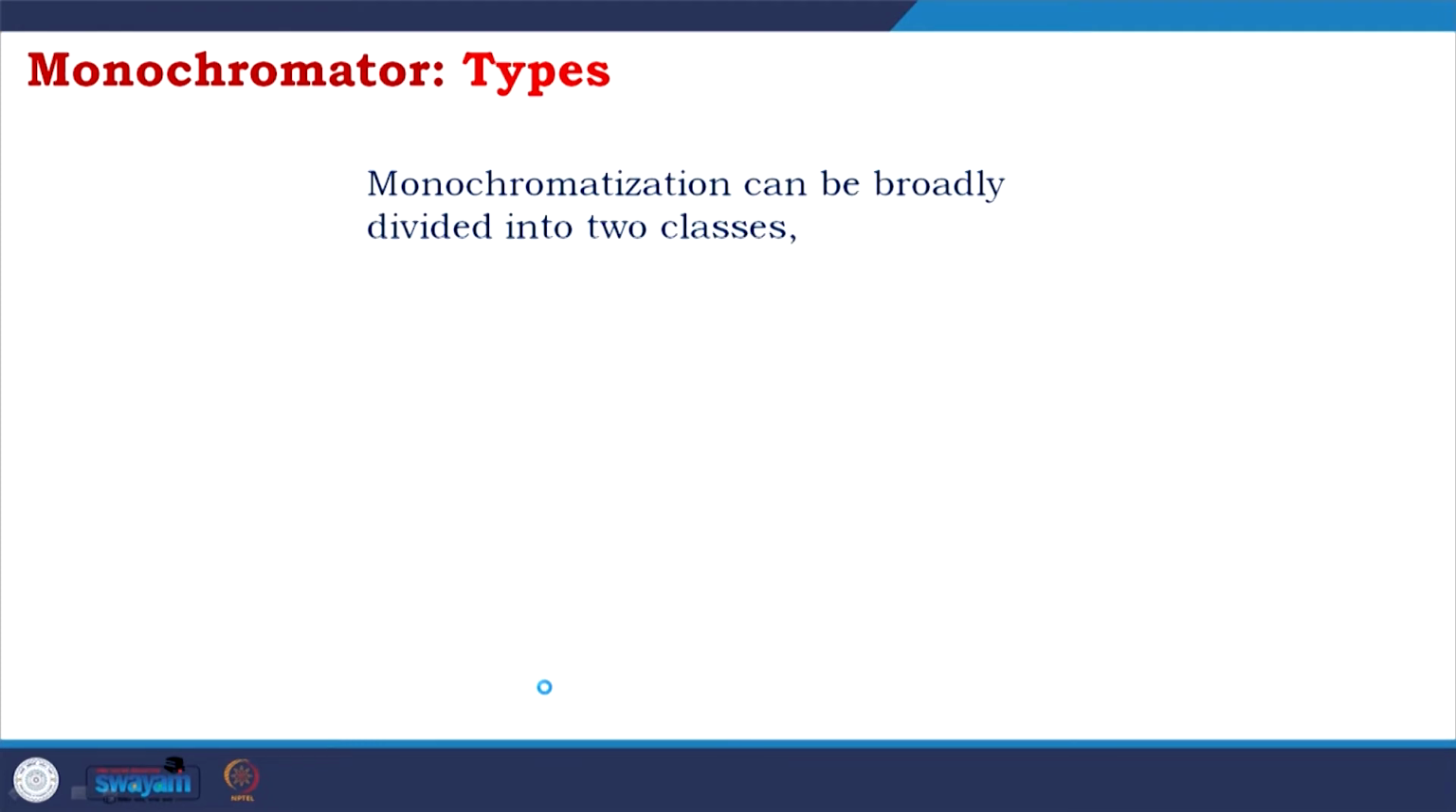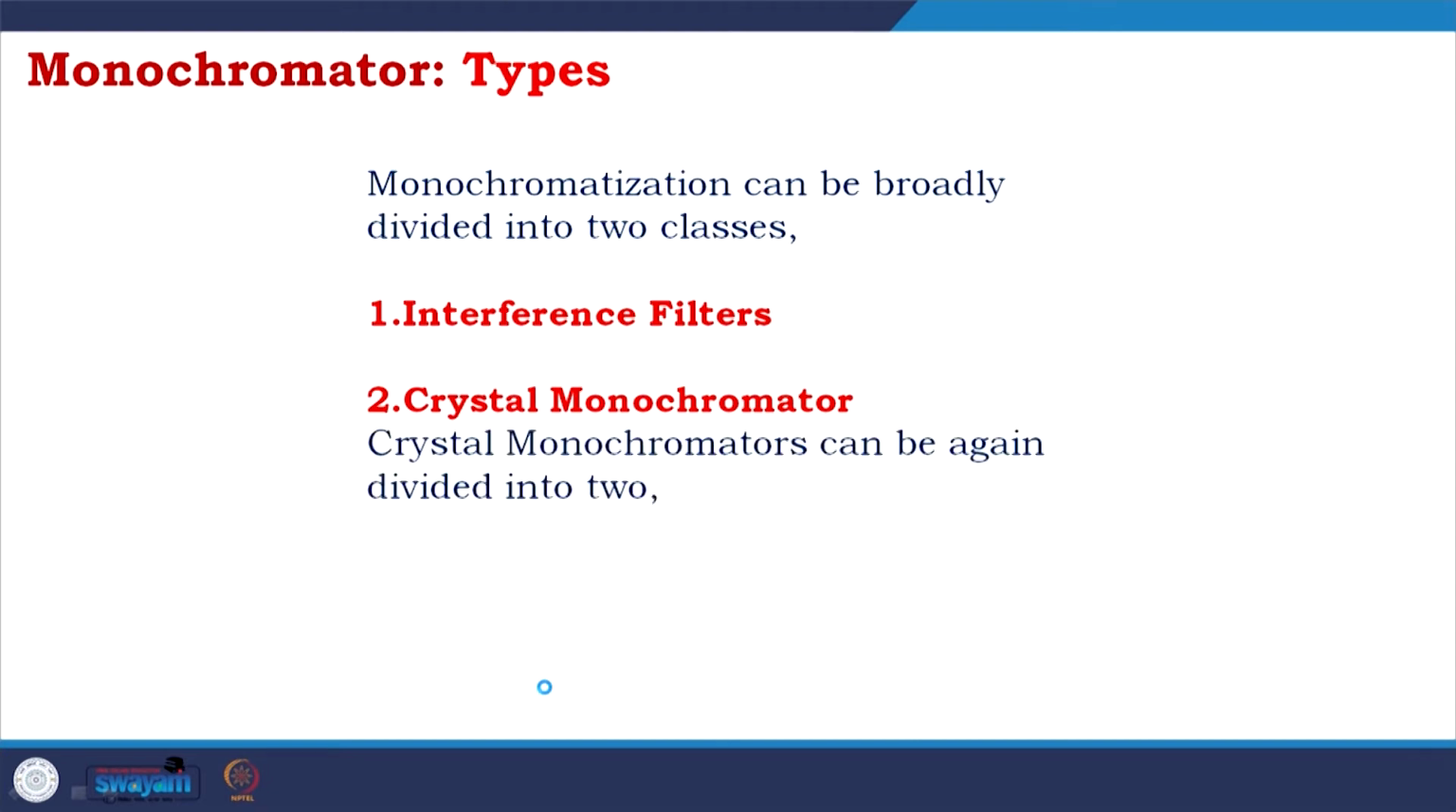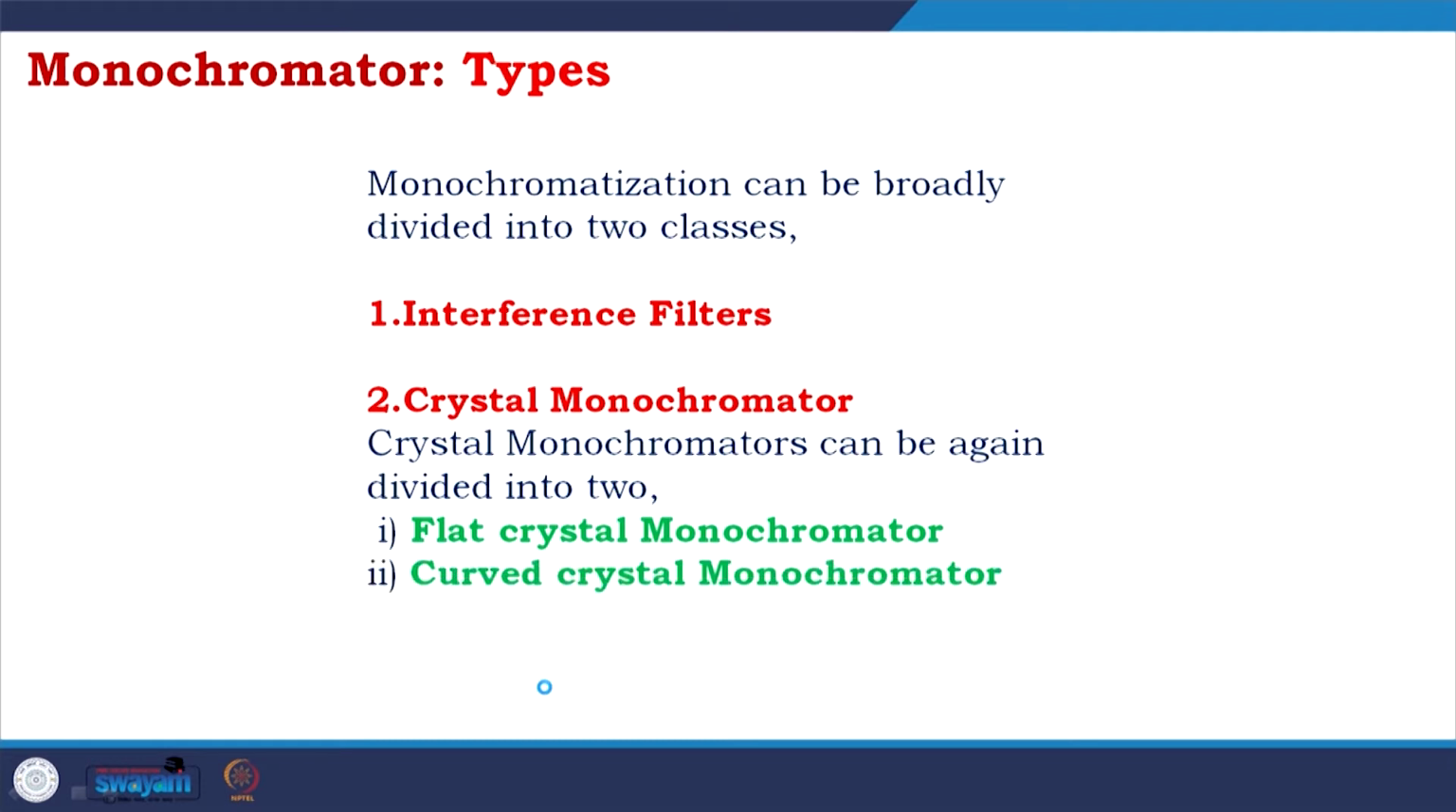Monochromatization can be broadly divided into two classes: one, interference filters, and two, crystal monochromators. Crystal monochromators again can be divided into two: flat crystal monochromator and curved crystal monochromator.